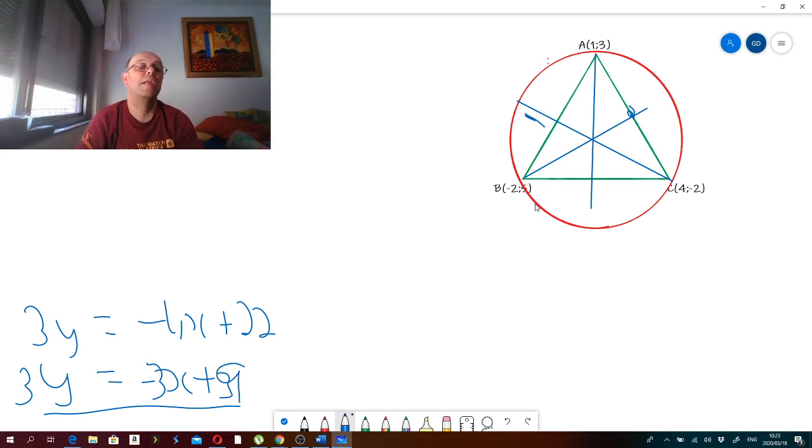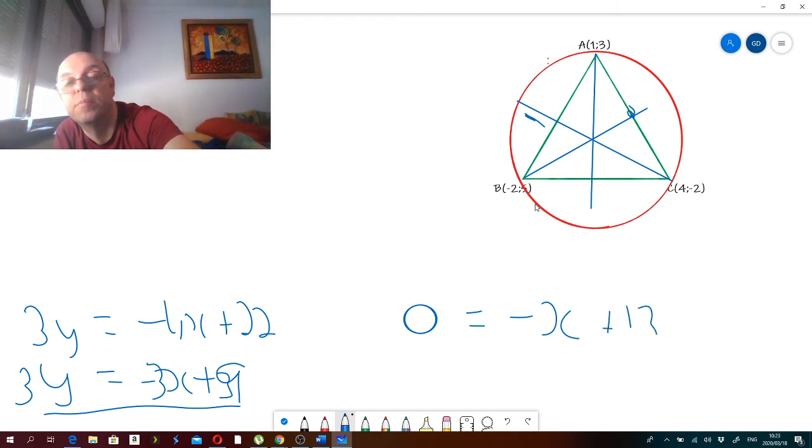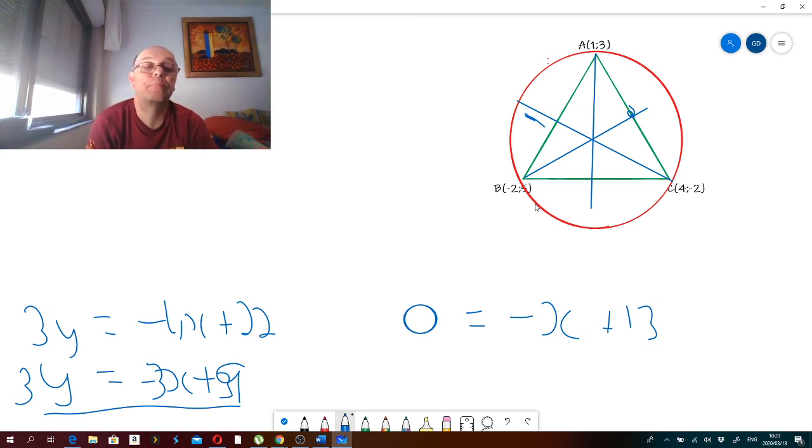Okay, that means we can eliminate the y by subtracting. So 3y minus 3y is 0. But what's minus 4x minus minus 3x? That's minus 4x plus 3x, which is minus x. Okay, so now we have 0 equals minus x plus, and 22 minus 9, that's not too difficult. It is 13. Okay? And that simply means that the x value is 13.